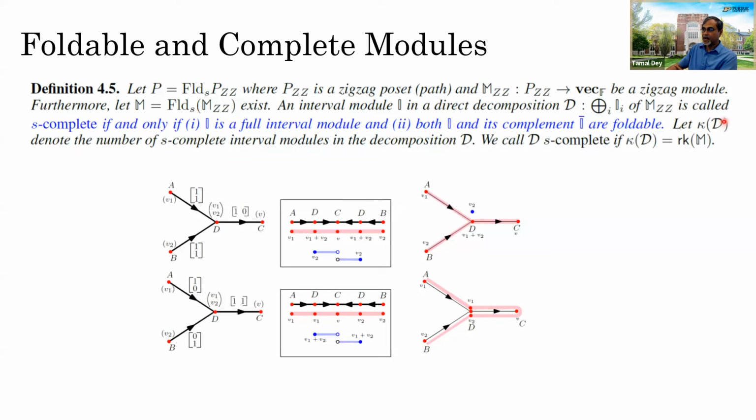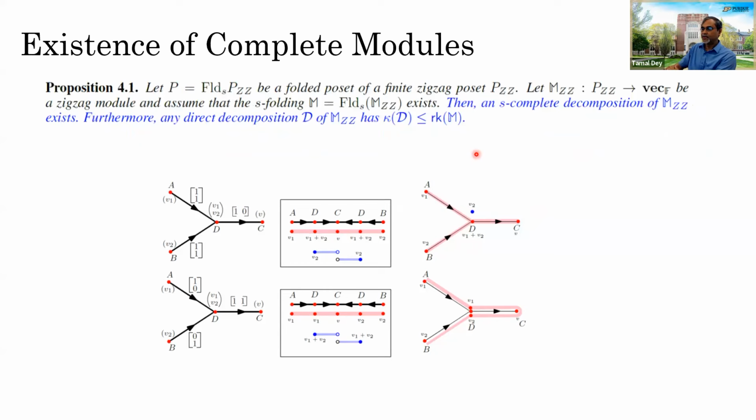Okay, and I denote by kappa D the number of S complete interval modules in the decomposition D. We call the zigzag decomposition D S complete if kappa D is equal to the rank of the original module. So our main task will be to bring this kappa D to be equal to rank M, basically to bring a decomposition of the zigzag module to an S complete decomposition. That's the main thing in the algorithm.